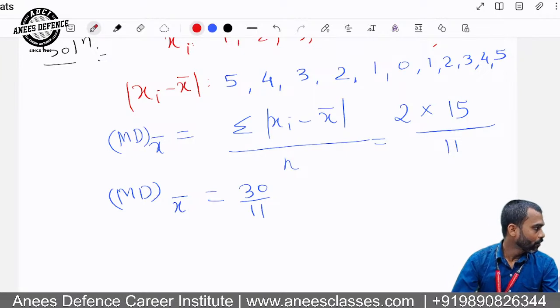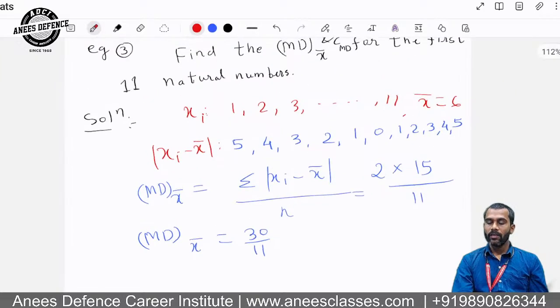One more time. Very easy. Observations are 11 observations from 1 to 11. Mean is 6. Now we have to find out xi minus x bar. So 1 minus 6 is minus 5, but modulus is there, so 5, then 4, 3, 2, 1. 6 minus 6 is 0. Then 7 minus 6 is 1, 2, 3, 4, 5. Now add all of them. Apply the formula. You'll get 15 into 2, 2 times 0, 1 to 5. So 30 by 11 is the right answer.